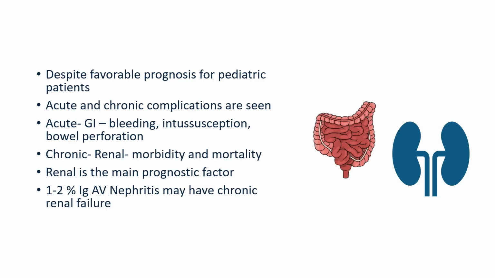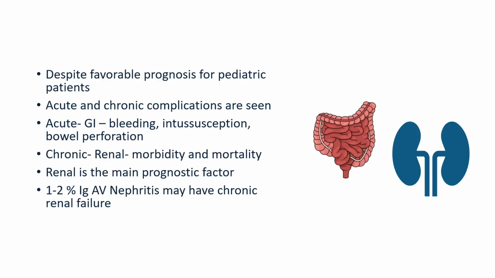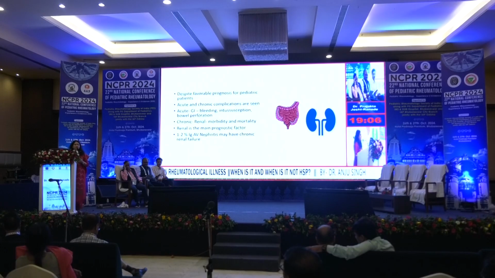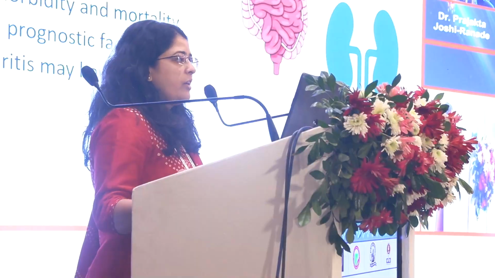Despite the fact that most of these children will respond well and have a self-limiting disease course, we know that acute and chronic complications are expected. Most of the acute complications are because of the gastrointestinal involvement. It could be in the form of severe GI vasculitis, perforations or intussusceptions. And the renal involvement is the single most important factor that's going to determine in the long term the prognosis of these children. About 1 to 5% of these children may end up having chronic renal failure in the long term.